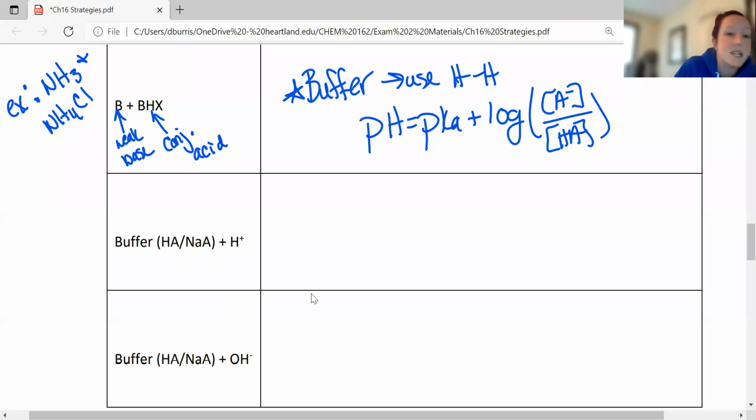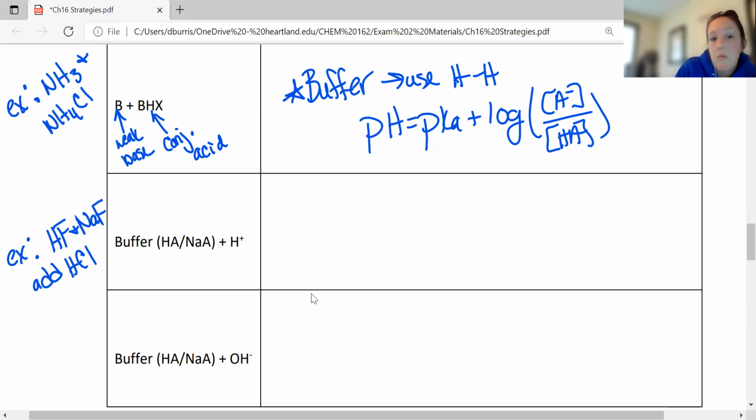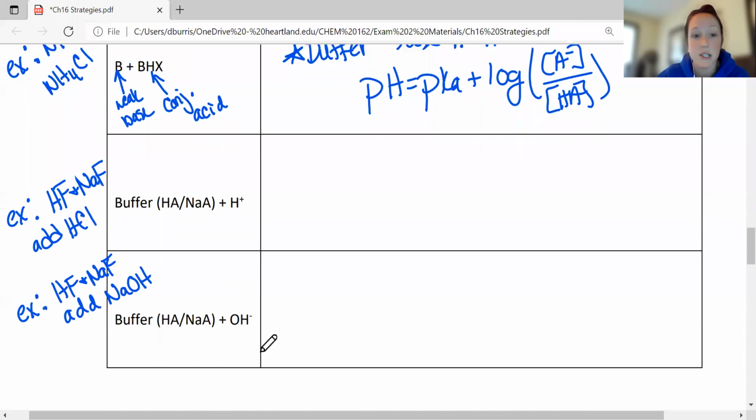So an example of this would be if I had a buffer of HF and NaF, and then I added HCl. Or if I had a buffer of HF and NaF, but I added sodium hydroxide. So I added a base or I added an acid, and I want to see what the pH is going to do.